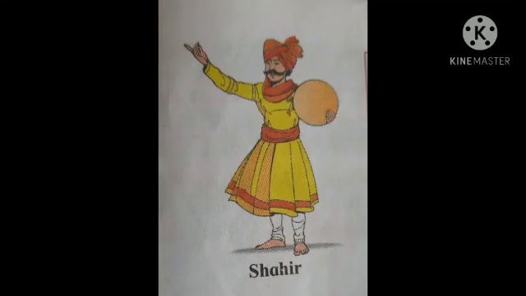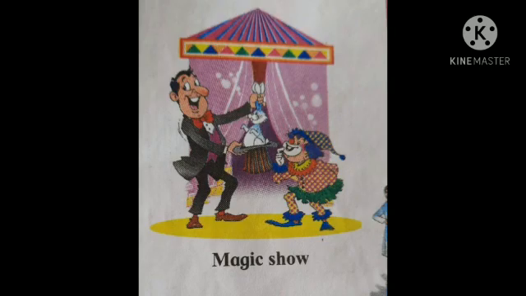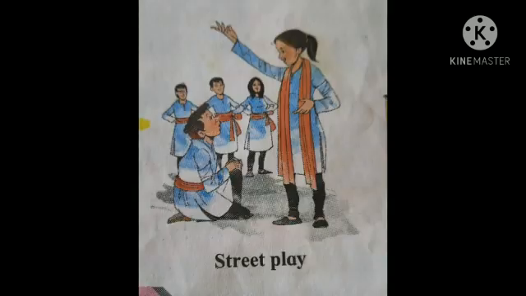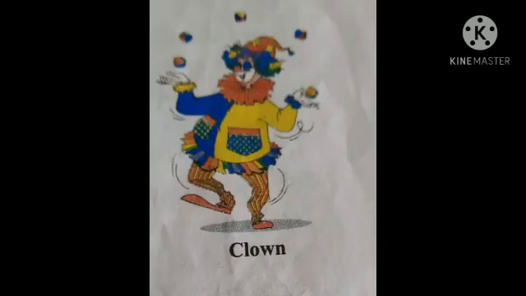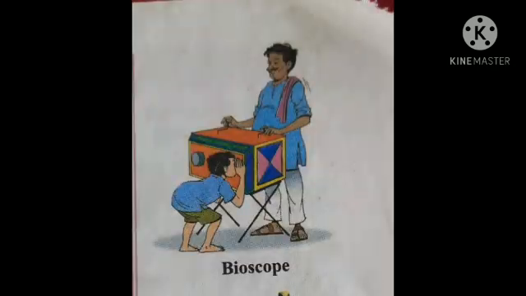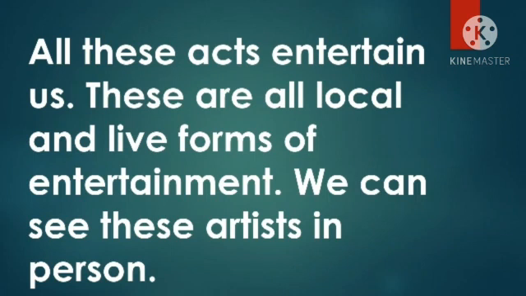Study the given pictures. Shahir, magic show, street play, puppet show, clown, and bioscope. All these acts entertain us. These are all local and live forms of entertainment. We can see these artists in person.